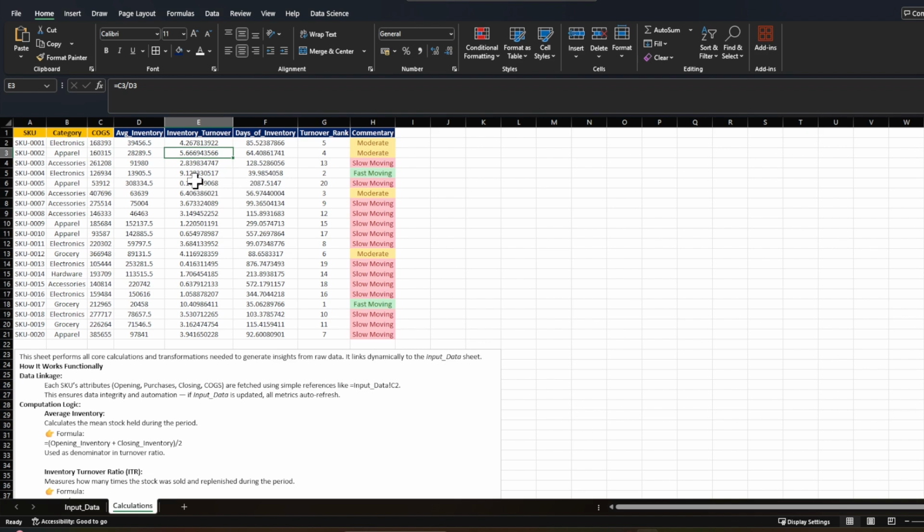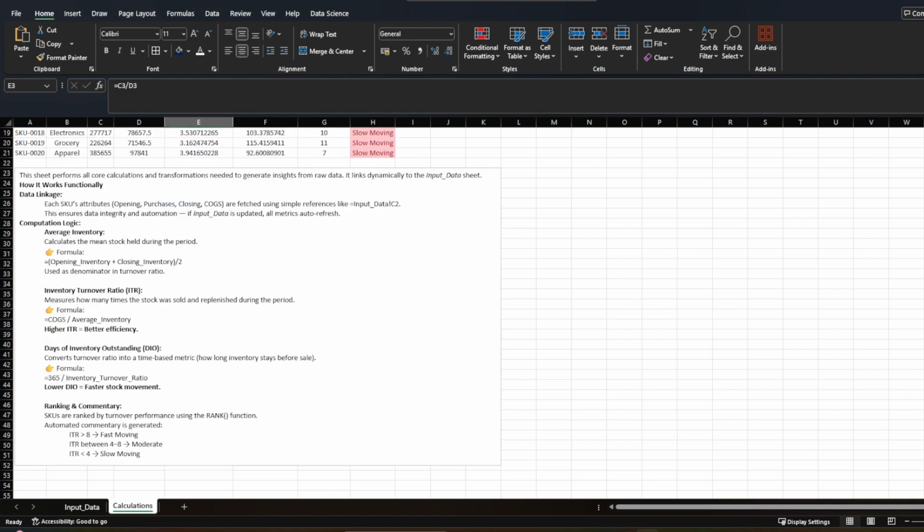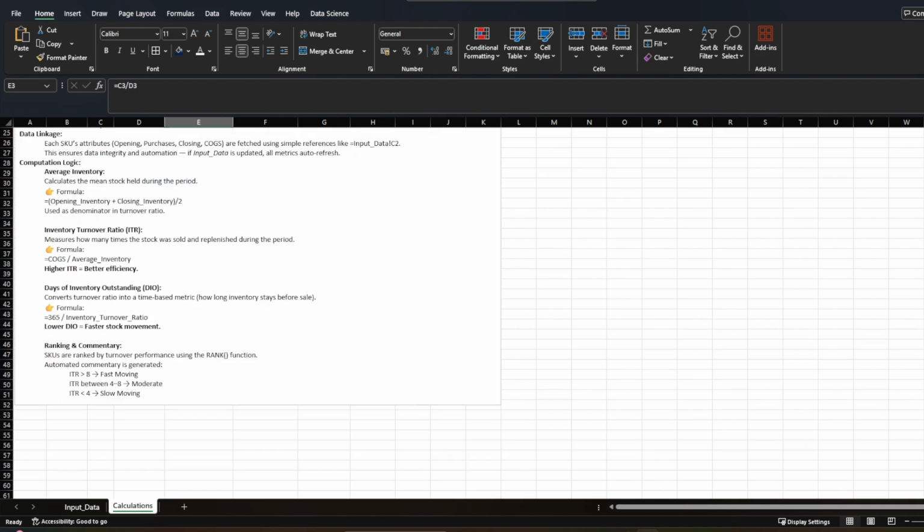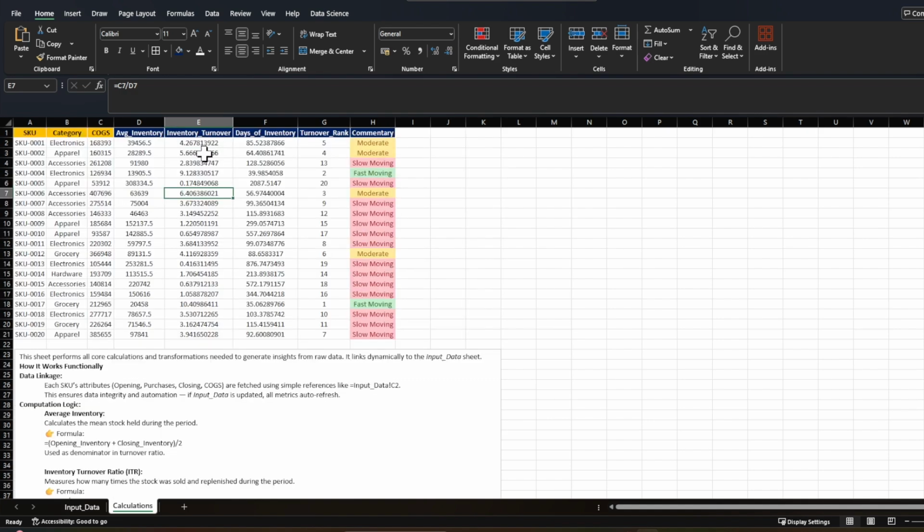Moving on to another sheet, which is the days of inventory. Now how are you going to calculate the days of inventory and why does it matter? If you go to the days of inventory formula, we can also call it days of inventory outstanding. It converts the turnover ratio into a time-based metric, that is, how long inventory stays before the sale. In the inventory turnover ratio, you have how fast you're replenishing. If you take this number and multiply its inverse by the number of days, you will get how many days you are keeping this inventory before it is sold.